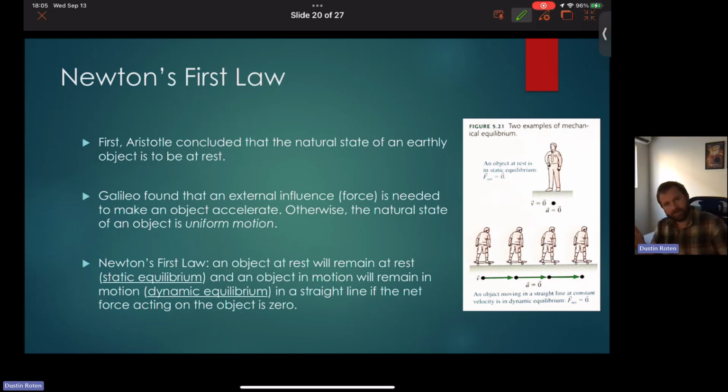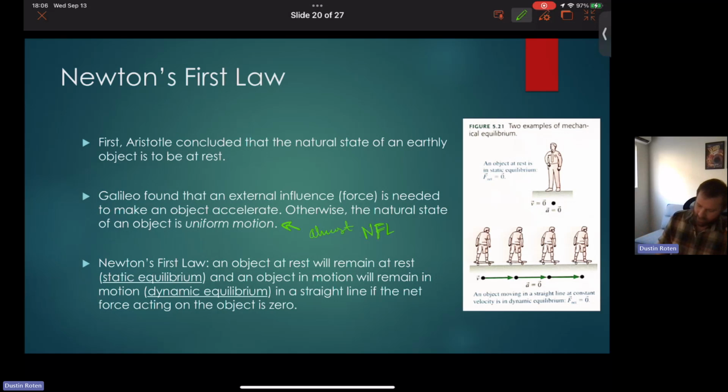Well, Galileo followed up with that and found that an external influence, or a force, is needed to make an object accelerate. Otherwise, the natural state of an object is uniform motion. So here Galileo almost has Newton's first law. NFL, Newton's first law. Nice. This is almost Newton's first law, but Newton came through and added a little bit to it, formalized it, cleaned it up.